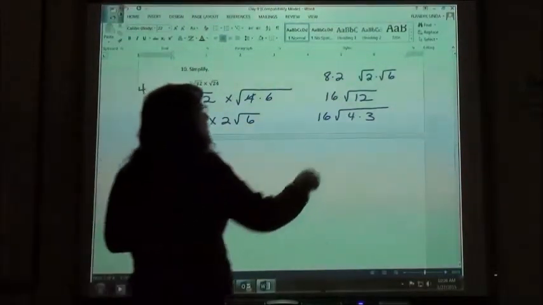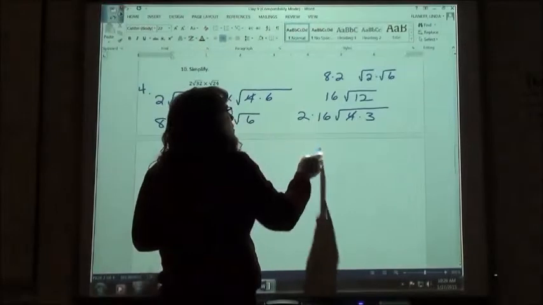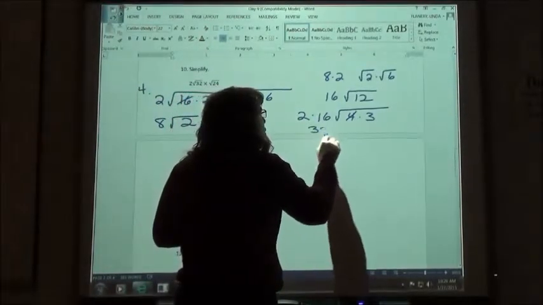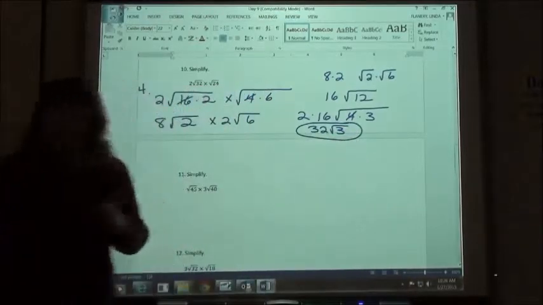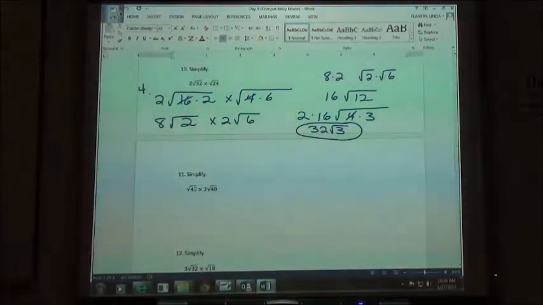The square root of 4 is 2, so 16 times 2 is 32. Square root of 3, and now I have it where I can't go any farther with that 3 because it only has 1 times 3.